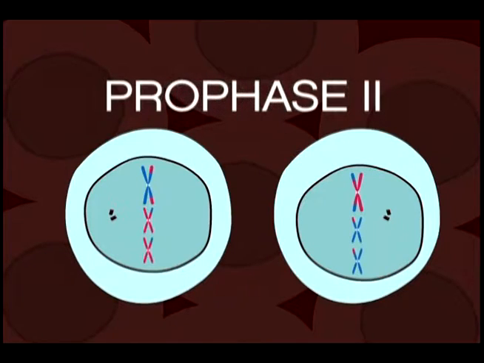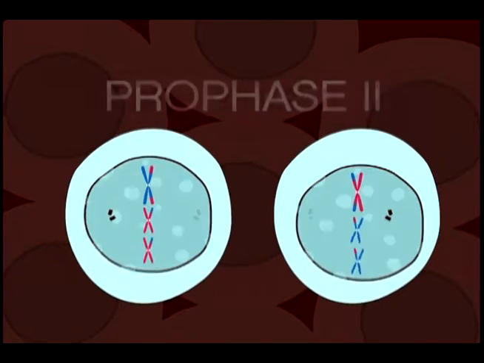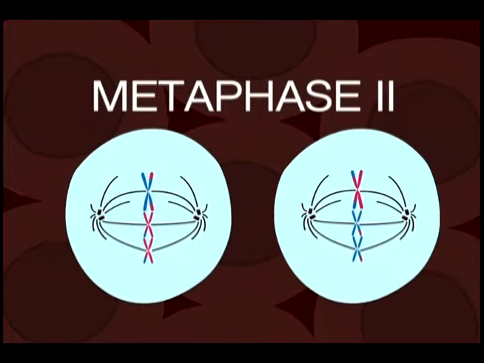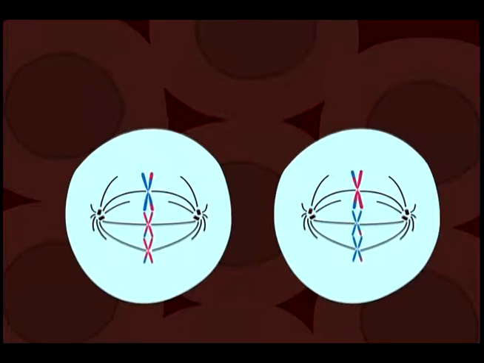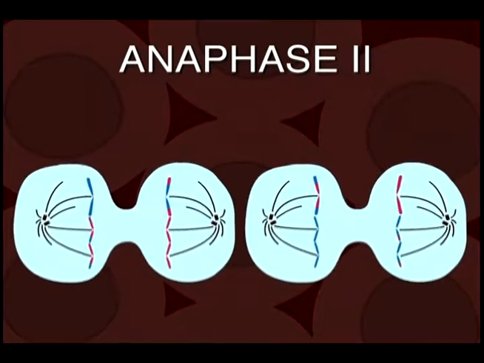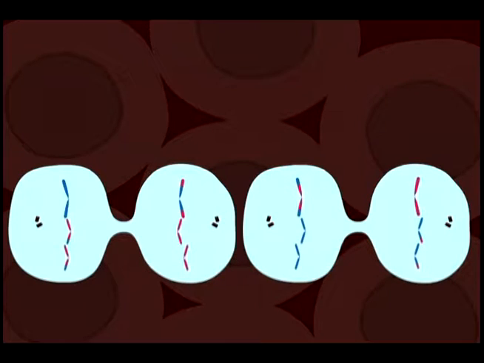In prophase 2, the nuclear membrane disintegrates again. In metaphase 2, the chromosomes line up on the equator of the cell once again, and the spindle fibers connect to the chromosomes at the centromeres. In anaphase 2, the spindle fibers pull apart the chromatids, and they each head to a different end of the cell. They are now considered one chromosome, like one whole person.